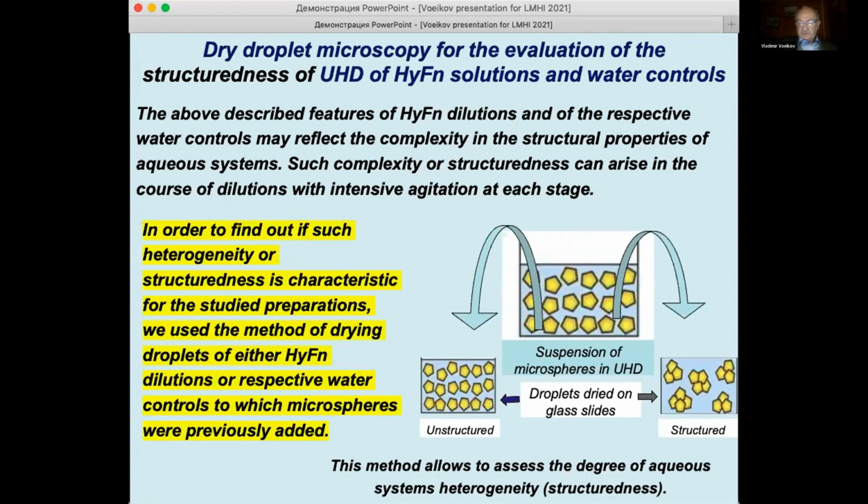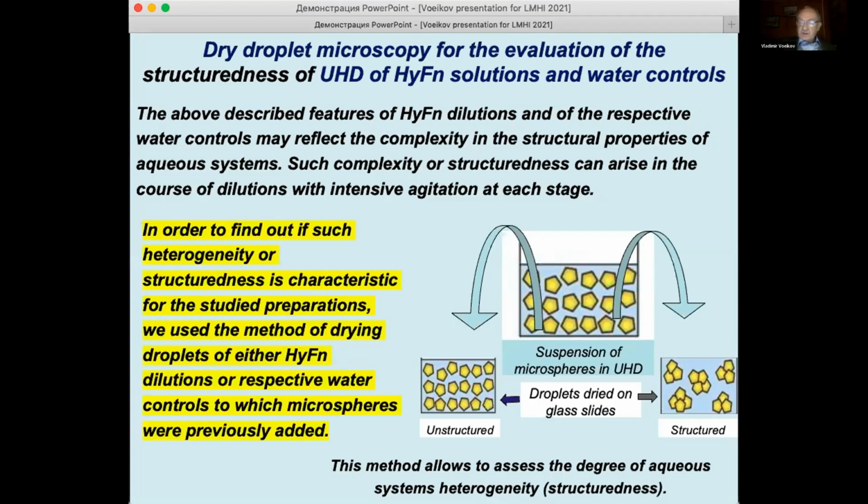There was another test of the properties of hydrated fullerenes whose results I'd like to tell. That is dry droplet microscopy for the evaluation of the structuredness of ultra-high dilutions of hydrated fullerene solutions and water controls. The features described above of these dilutions and of the respective water controls may reflect the complexity of the structural properties of aqueous systems. Such complexity of structuredness can arise in the course of dilutions with intensive agitation at each stage.